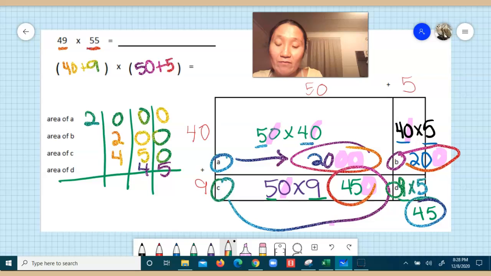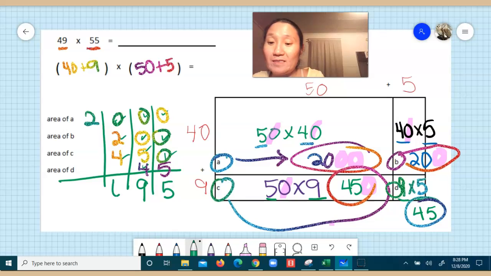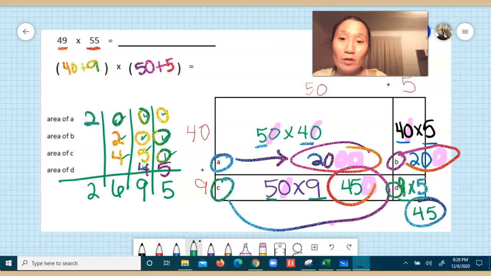Now all I have to do is add up the answers. Okay, so I have 0 plus 0 plus 0 plus 5 is 5. 0 plus 0 plus 5 plus 4 is 9. 0 plus 2 plus 4 is 6. 2. So the answer that I'll put up here for 49 times 55 will be 2,695. And I'll type that answer in.